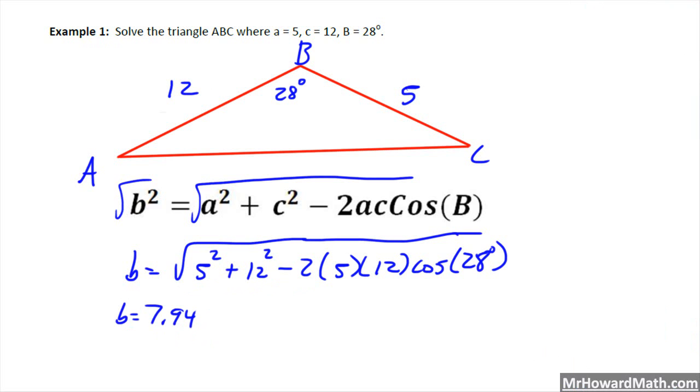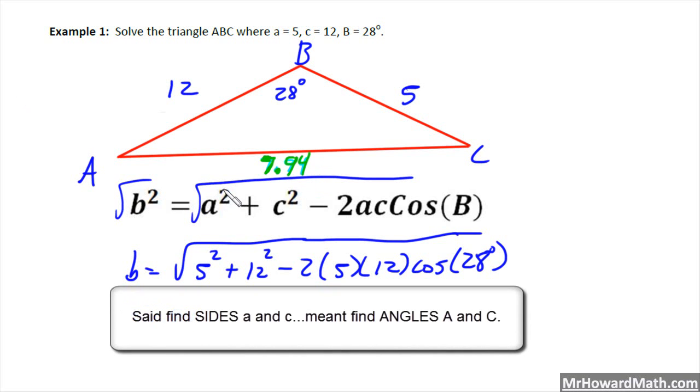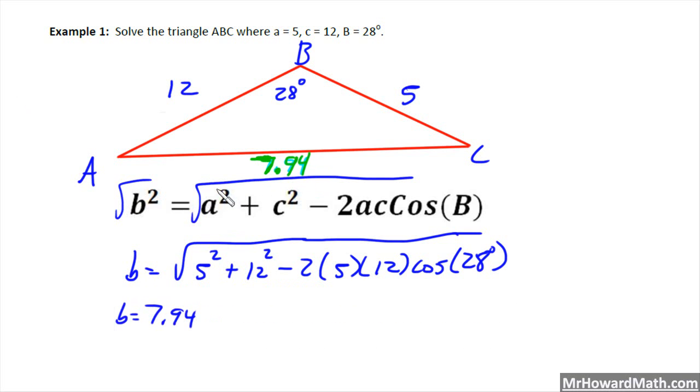So we'll enter that information right here, 7.94. I'll use another color, that's a little hard to see, 7.94 for b. Okay, so now we just need to find the remaining angles. So now we're going to use the sine law to find our remaining angles. Now we have this one angle, so we need these two. So we need to use the sine law, we need a complete pair.